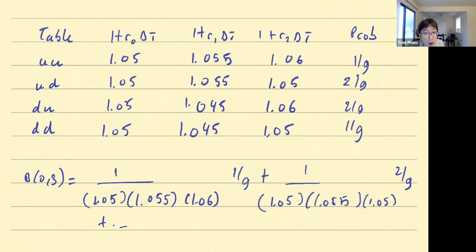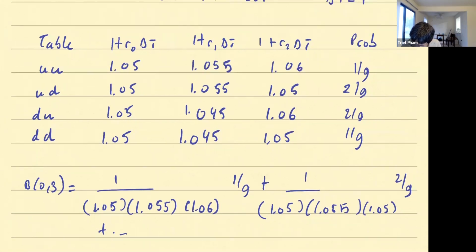Oh, did I do it wrong? R2 should be, oh, sorry. Thank you. 1.06, 1.05, 1.05, 1.04. Yeah, just checking if you pay attention. All right, cool. Is this good?